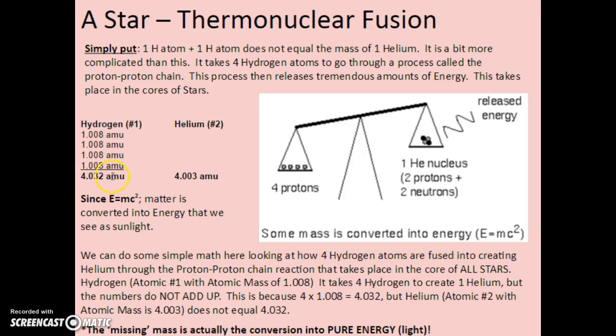And we can see that the atomic mass units, if I have 4 hydrogen that go into creating a helium atom, the math doesn't make sense. And we essentially see that the difference in the matter, the m in this equation, energy equals mass times the speed of light squared, the matter is converted into pure energy that we view as sunlight. And so this kind of talks you through that. But the missing mass is actually the conversion into pure energy. And this is the sunlight. This is what's driving processes on the Earth.